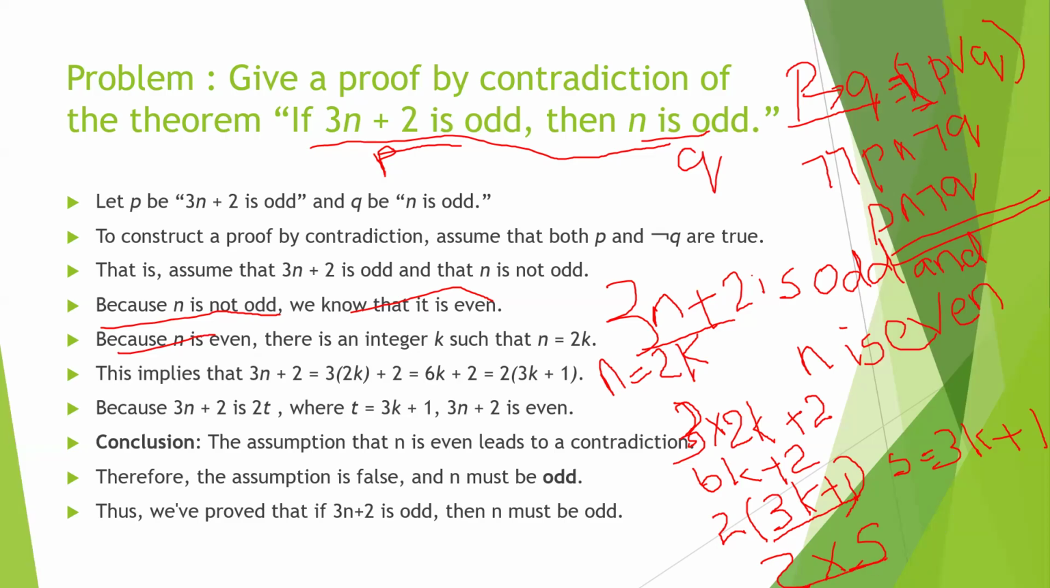Okay, so here we started by saying n is even, but we got that this is an even number. So again a contradiction happens. So thus we proved that if 3n plus 2 is odd, then n is odd.